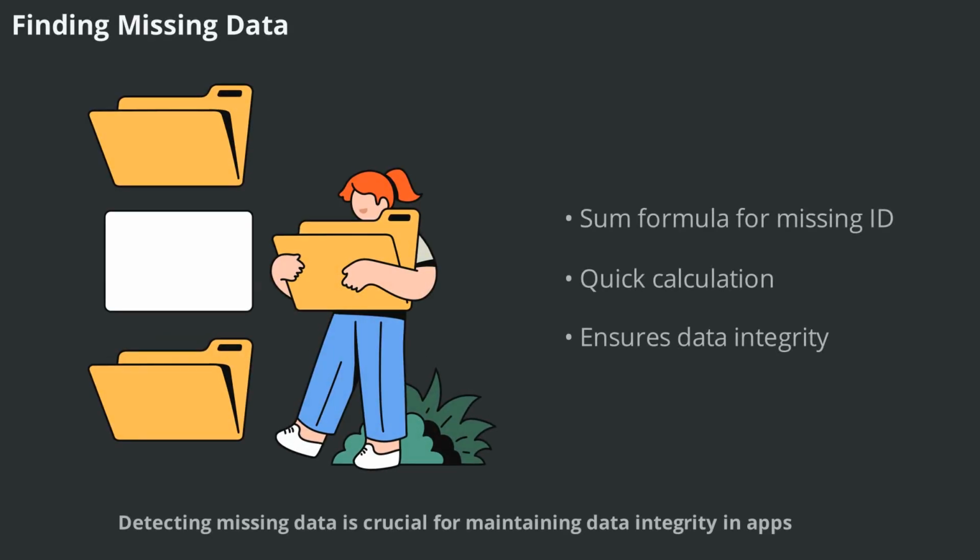Detecting missing data is crucial for maintaining data integrity in apps. Interviewers may ask you to find a missing user ID in a sequential list. The sum formula for the first n natural numbers provides a simple yet effective solution. By calculating the expected sum and subtracting the actual sum of IDs, you can pinpoint the missing value. This method is fast and demonstrates your ability to apply mathematical reasoning to solve practical problems in app development.